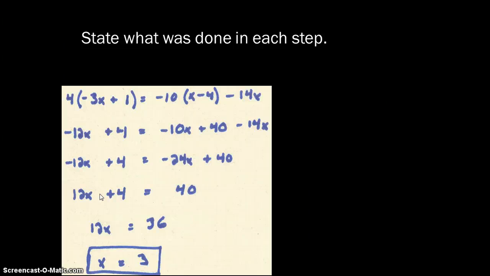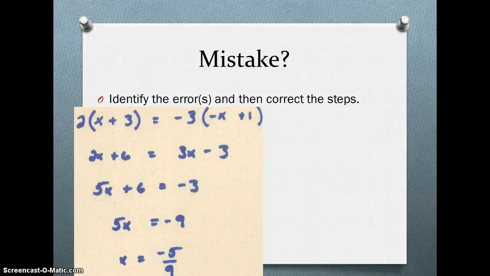What was done? One more of these. Actually, you know what? We're good on that. We're going to jump ahead to finding a mistake here. There was a mistake in here somewhere. I did 2 times x, 2 times 3, 2x and 6. That's correct. Negative 3 times negative x is positive 3x. Negative 3 times positive 1 is minus 3. So that's good. I have 3x and 2. They added 5x. They added 3x.